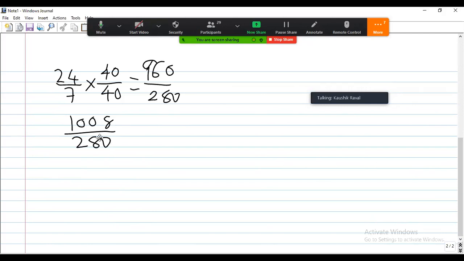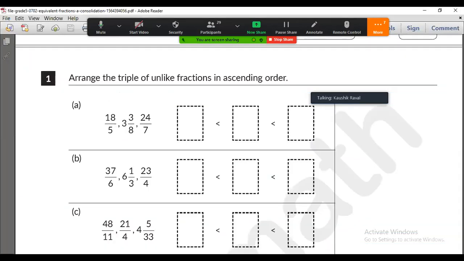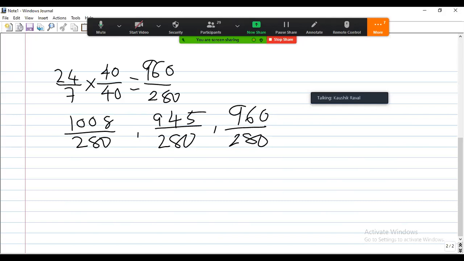So now we have got 1008 upon 280, then 945 upon 280, and 960 upon 280. Now going back to the question, arrange them in ascending order, right? What is ascending order? Smaller to bigger or bigger to smaller? Small to big, right? So which one is small among these?